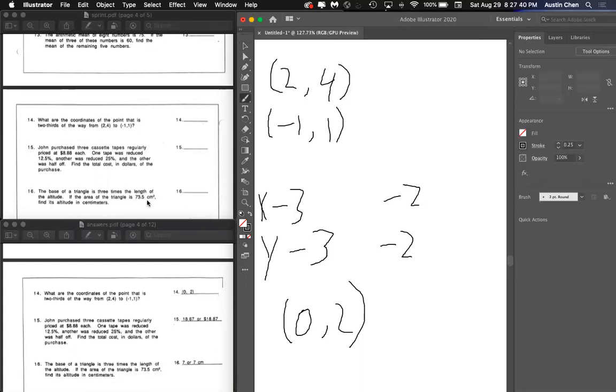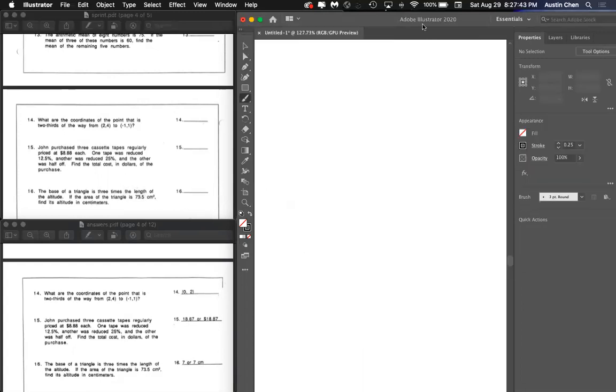Okay. Number 15. John purchased 3 cassette tapes, regularly priced at $8.88 each. One tape was reduced 12.5%, another 25%, and the other was half off. Find the total cost in dollars of the purchase. So, you can add all the percentages, right? And just take off all of that on one cassette tape, right?